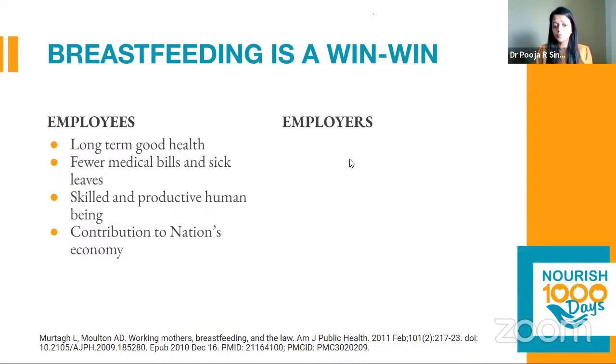By breastfeeding, you are giving rise to a skilled and productive human being. As working women, we understand how important it is to be skilled and how important it is to be productive so that you can contribute to society. So you are facilitating that by breastfeeding. That is where you should see in a vision that this is going to be a beneficial contribution to the nation's economy, as we just discussed.